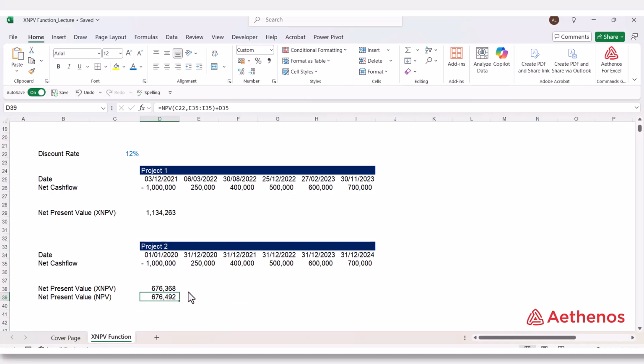So here you will notice there's a small difference between XNPV and NPV. That is because XNPV uses the actual dates and discounts properly each of these cash flows, depending on the number of days in each of these years. But the NPV function will assume each of these years are the same length with the same number of days. So that's why we get a difference. But the actual value, the correct value, is the XNPV. So always XNPV will be more accurate than the NPV function.